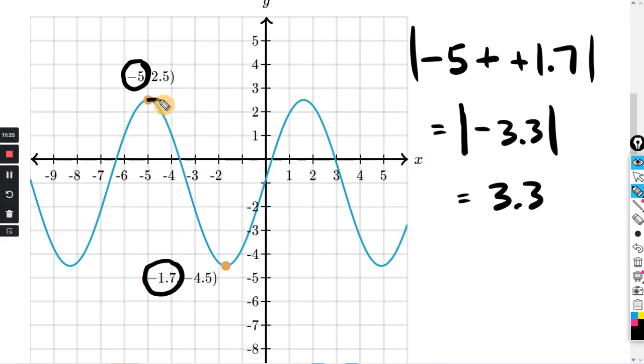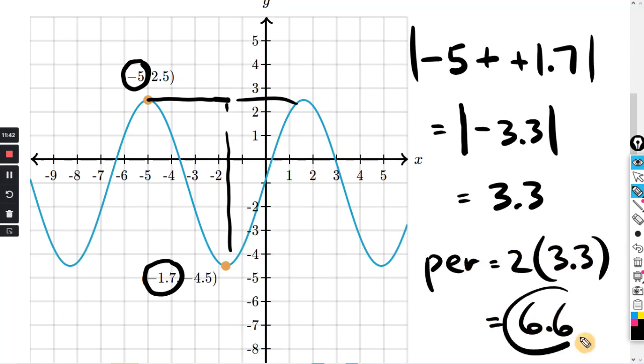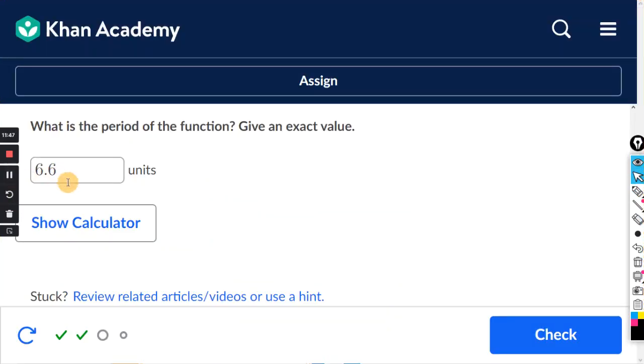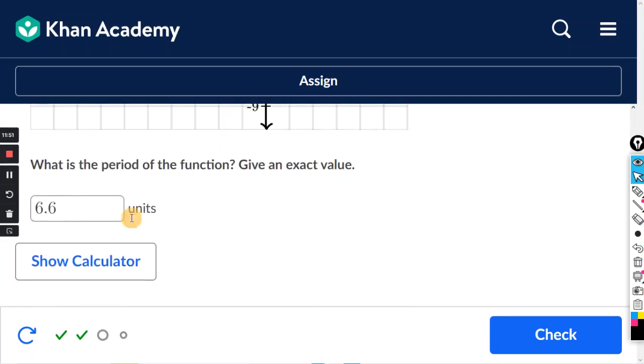Anyhow, we said that is half of the period. Okay, that's only half. We need the whole thing, so we just multiply that by 2. So the period is just going to be 2 times 3.3, which is 6.6. All right, so right in the box. Again, there was no pi on these coordinates, so it's just 6.6.